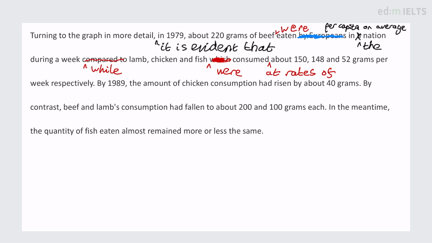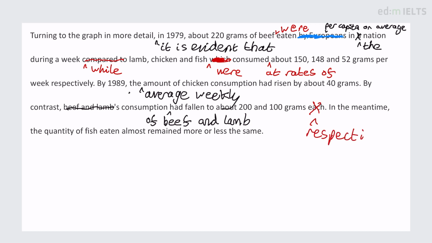Okay, so moving on. Actually, before we move on, maybe I'll just add the average weekly amount. Again, quantity is better than amounts, but I think it's okay here if we're talking very generally and we want to change the words so we're not repeating quantity too much. So by contrast, again, beef and lamb's consumption sounds weird. It sounds like beef and lamb are eating. So consumption of those things, of beef and lamb, had fallen to about 200 and 100 grams each. And what it means is really respectively.